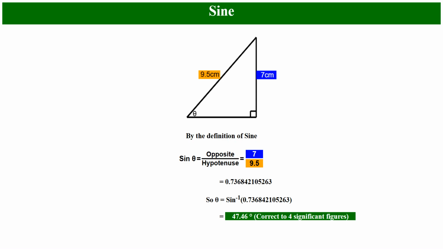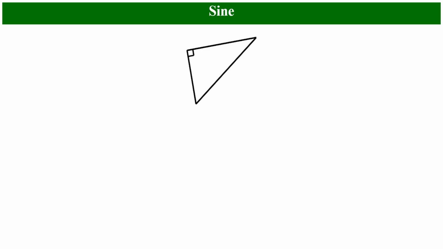Let's look at a similar problem, but again with a triangle in some other orientation. So here we have the opposite 6.5 centimeters being opposite the, and the hypotenuse 11 centimeters, opposite the right angle. And the opposite 6.5 centimeters is opposite an angle of theta. So again, to find the size of the angle theta, we write down the definition of sine, which here will be sine theta is opposite over hypotenuse, which will be 6.5 divided by 11.